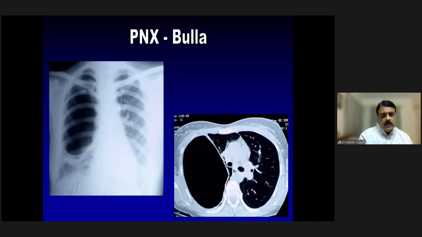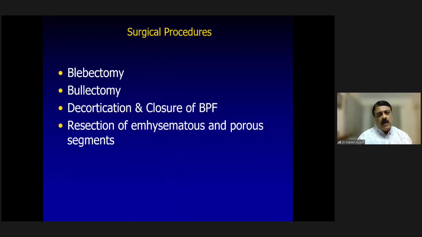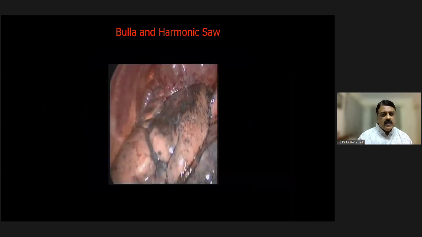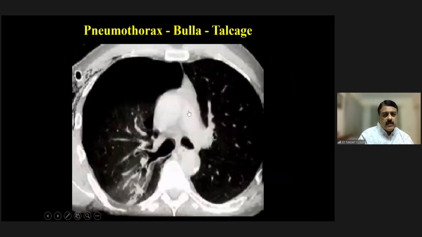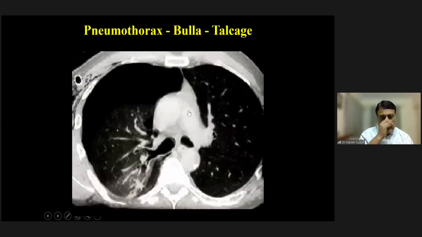Pneumothorax, I wonder. So that was a large bulla. Well, I shall show you that in a minute. So we deal with blebectomy, bullectomy, decortication, as you've seen, closure of BPF, and resection of emphysematous areas and porous segments. That's getting into lung volume reduction surgery. And this is the earlier X-ray, which seemed to be like a pneumothorax. No, it was a bulla.